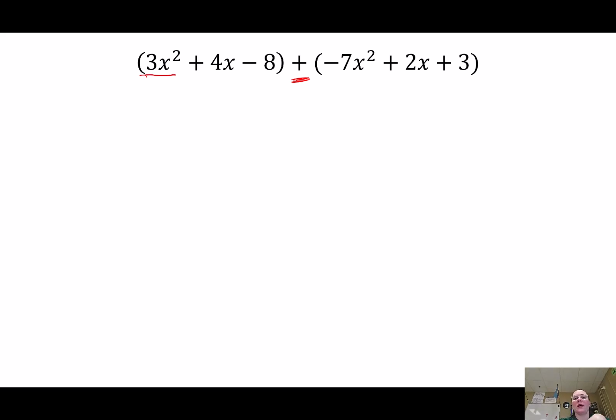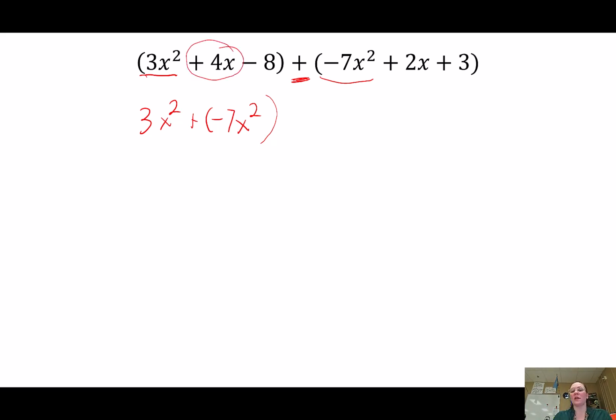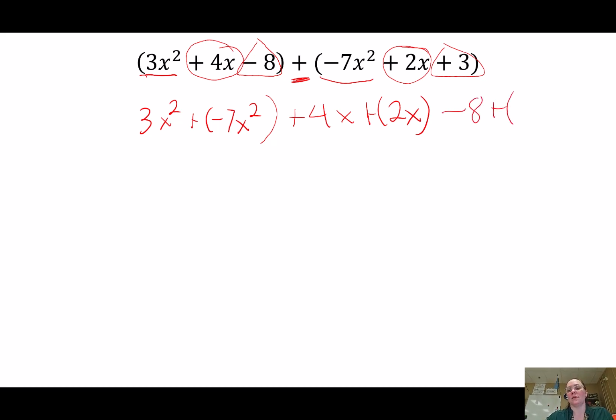So if I've got 3x squared, I'm going to look over in the second parentheses. Do I have another? Yes, negative 7x squared. So I'm taking 3x squared plus negative 7x squared. Okay, I'm going to do the same thing with my x term here. Do I have another one in the second one? Yes. So I'm taking 4x plus 2x, and same thing with our constant. Do I have another constant I can combine with over here? And yes. So negative 8 plus 3.